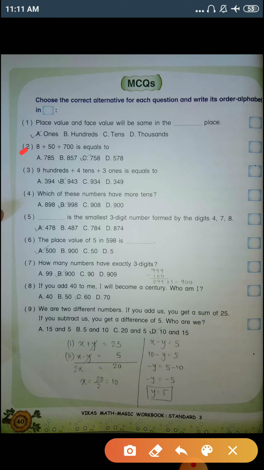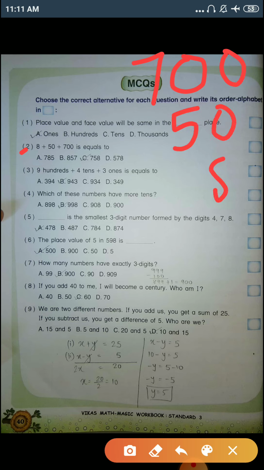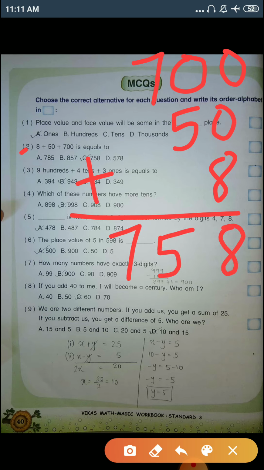Now question number 2. Here we need to add these 3 numbers. The numbers are 8 plus 50 plus 70. So first we'll always write the bigger number first. In ascending order we need to add these numbers. So add these numbers 8, 5 and 7. So your answer is 758.